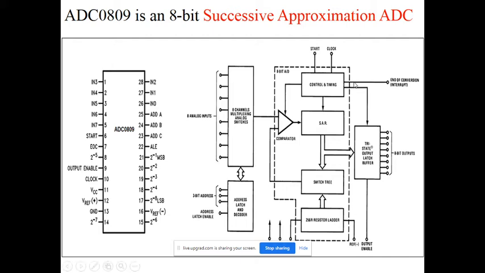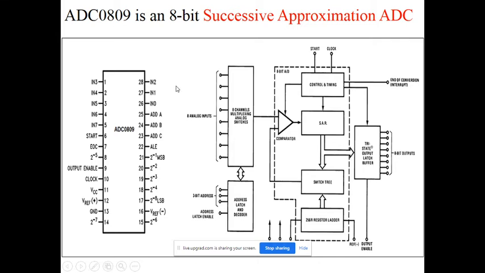Now this data is available. Then, if the controller is ready to receive the next digital data, it will generate output enable. That signal is given by the controller, meaning: I am now free to read your data, please send that data. When it generates output enable, the output latch sends the data to the controller.